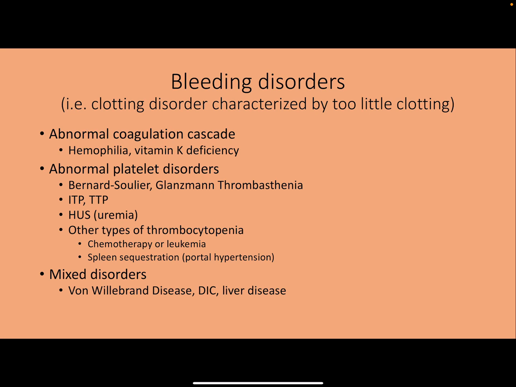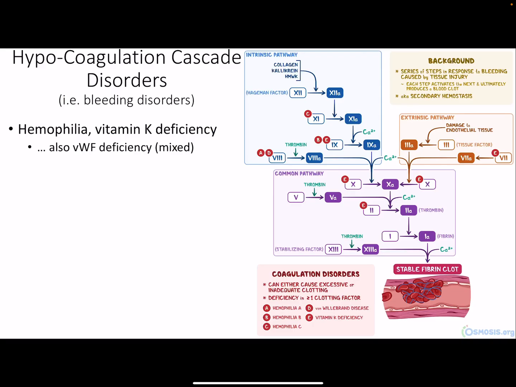All right, let's talk about bleeding disorders. So these clotting disorders can be characterized in, I guess, three different camps: those that have a deficient coagulation cascade, those that have a deficient platelet, and those that have some combination of the two. So let's start with the coagulation. So really, this is just hemophilia and vitamin K. Von Willebrand factor kind of belongs here, but this really is the last category.